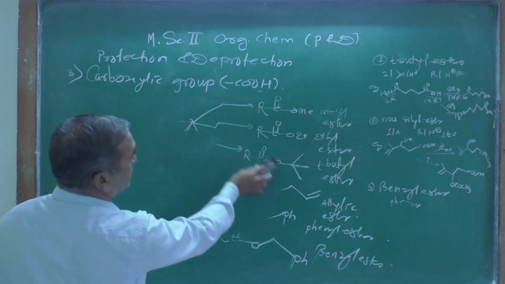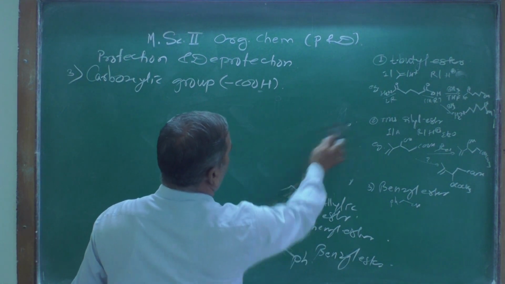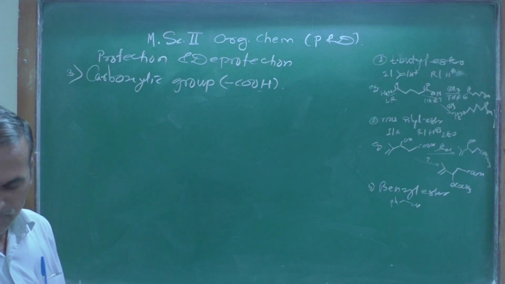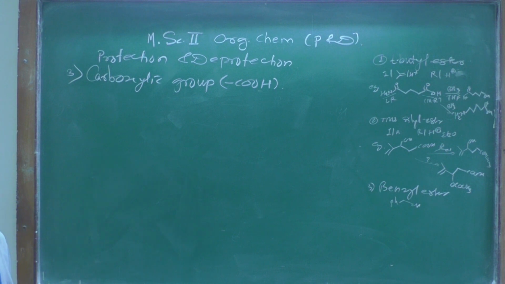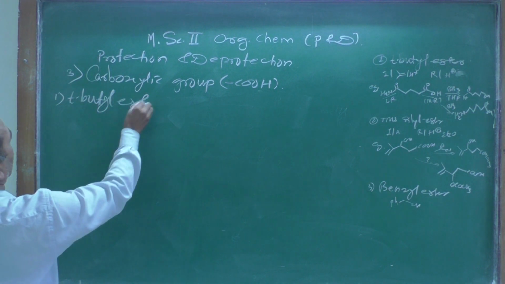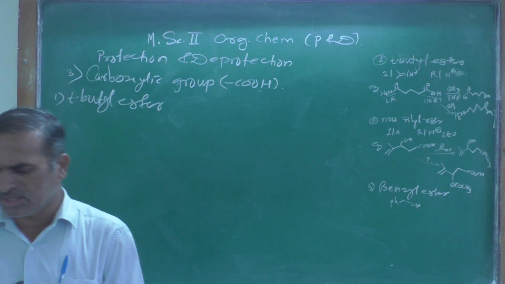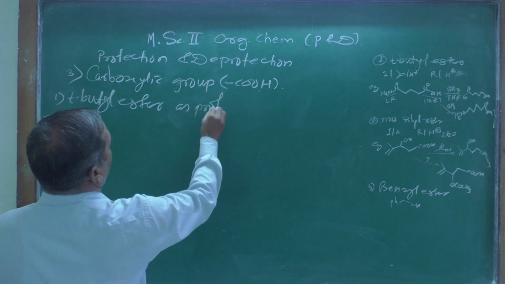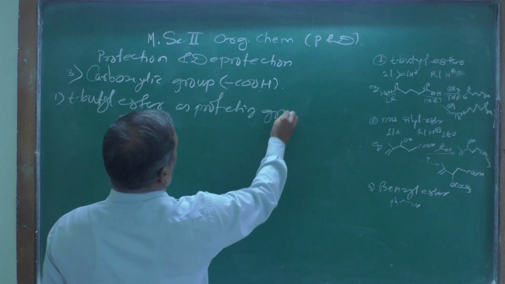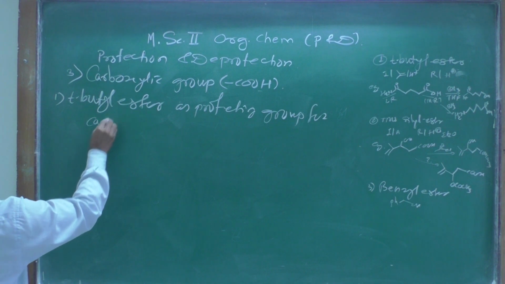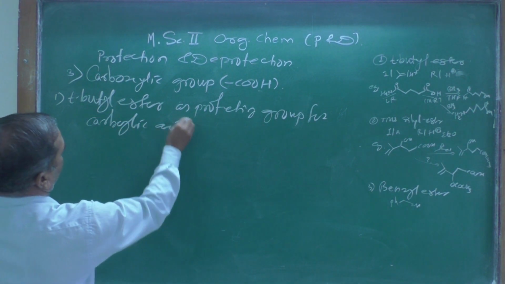Now let us move on to the first point we are going to learn here, protection of the carboxylic group as a tertiary butyl ester. This is the general introduction we have seen. Now we are actually starting the tertiary butyl ester as a protecting group for carboxylic acid.